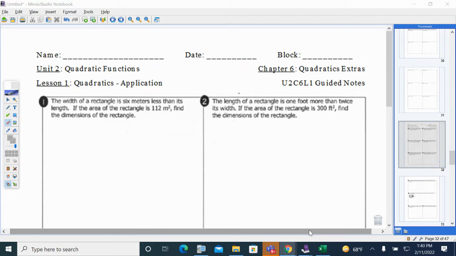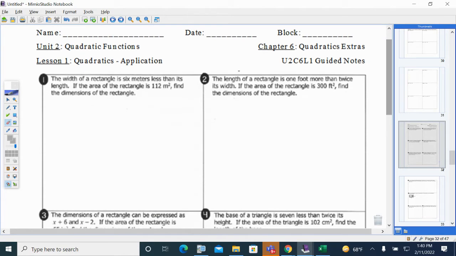In this first lesson, we are going to be looking at word problems, and each of these word problems is going to create a quadratic. So let's look first at example number 1. The width of a rectangle is 6 meters less than its length. If the area of the rectangle is 112 meters squared, find the dimensions of the rectangle.